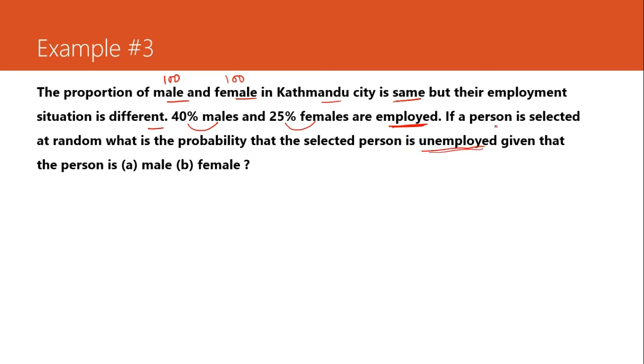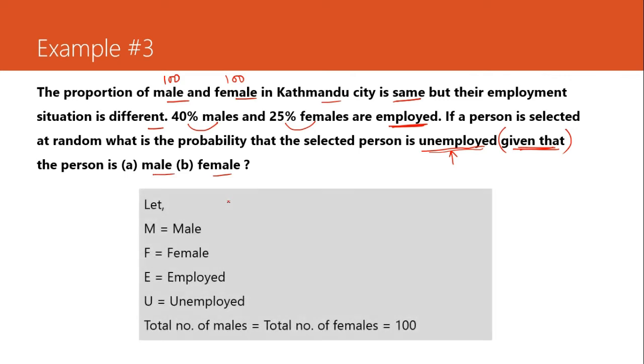We have to figure out the probability of the selected person being unemployed given that the person is male or female. As soon as you see this word given that, it means this is a conditional probability problem. Now the first thing is, of course, defining the symbols. Just like the previous one, M means male, F means female, E means employed, U means unemployed. Total number of male and female are assumed to be 100. Okay, this is very simple.